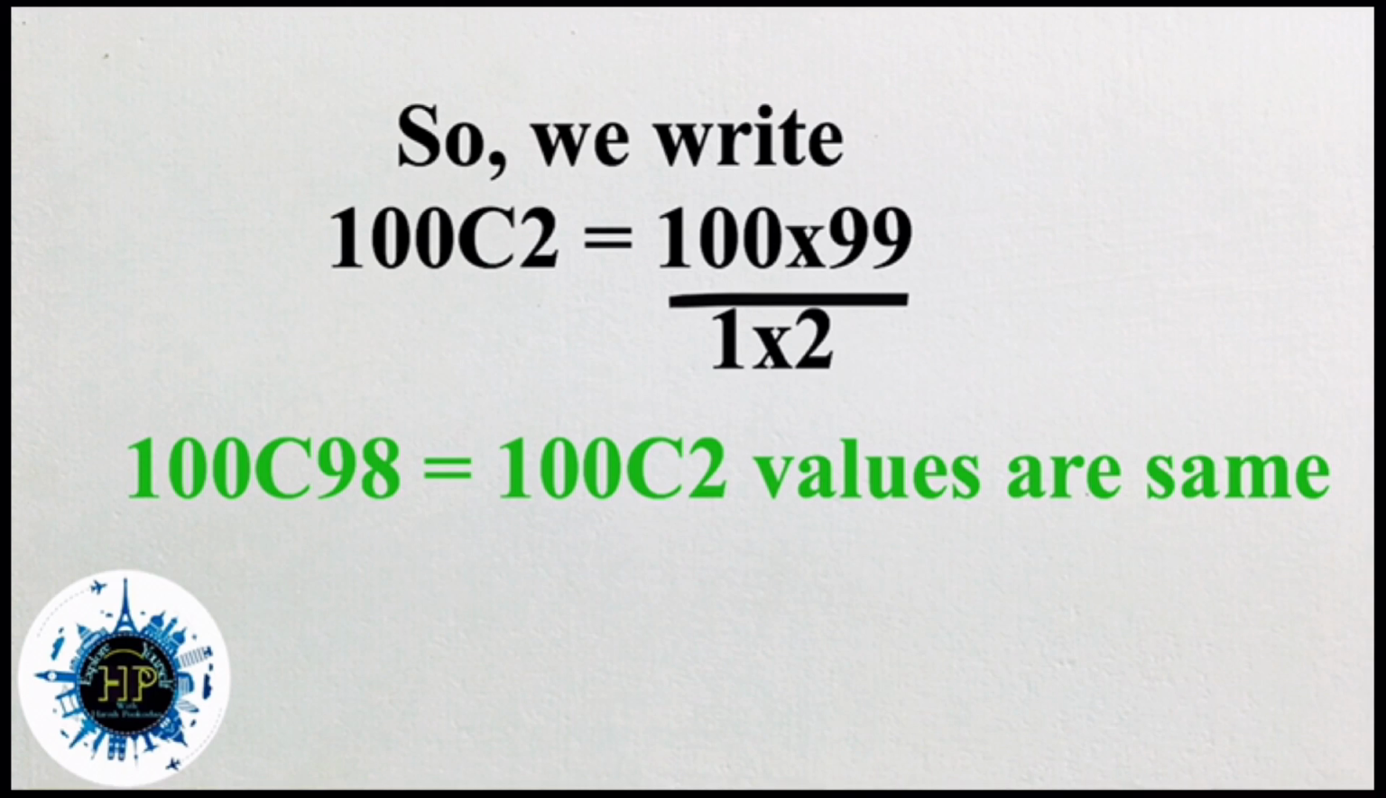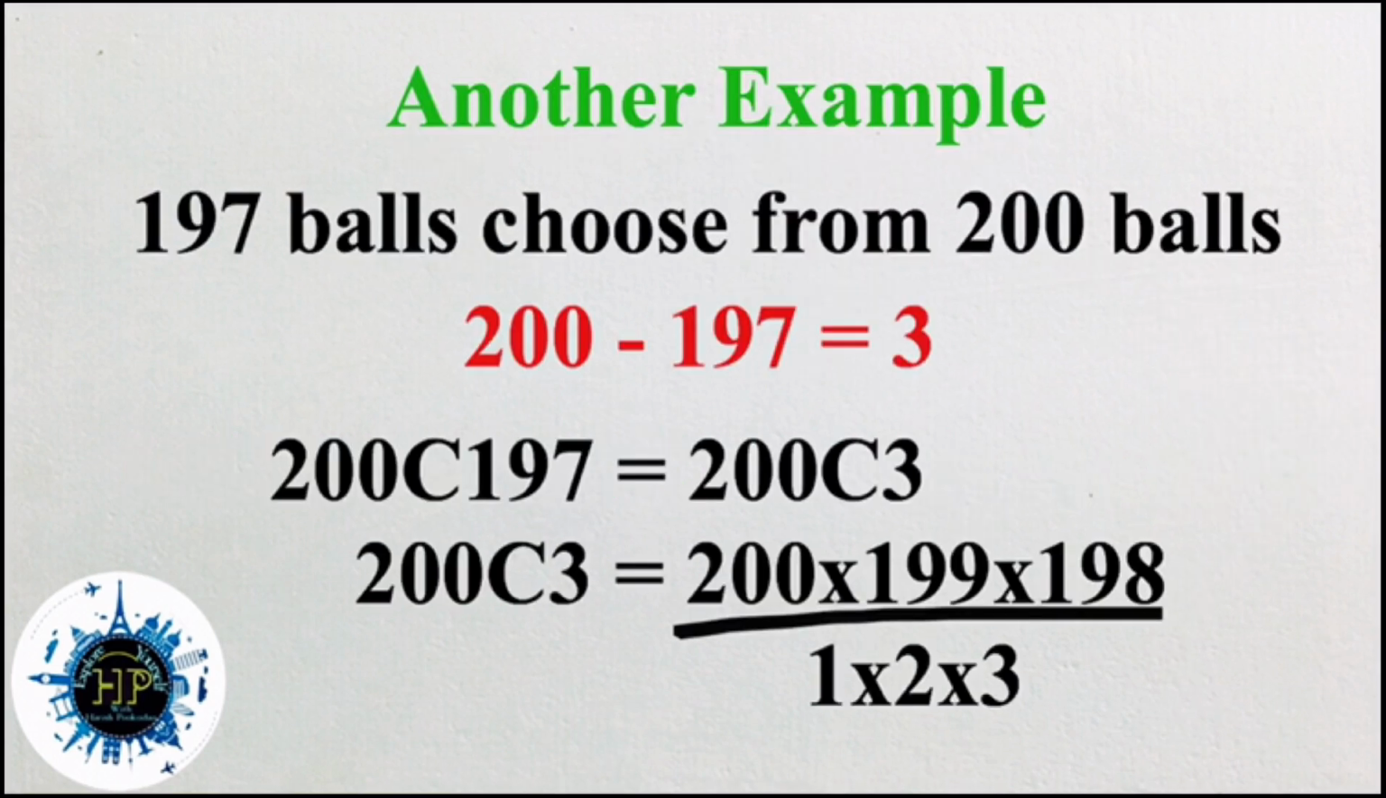So now also you may have some confusion, I thought. So let us move on with another example with the same trick. We need to choose 197 balls out of 200 balls. That is 200C197. So the same trick we are using here.